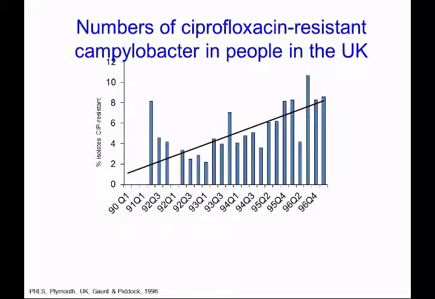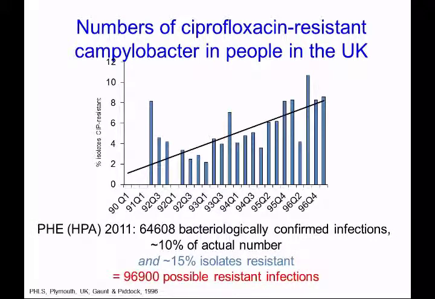So the example of chromosomal mediated resistance is that of ciprofloxacin resistant Campylobacter. This is some old data from the UK, but it shows that soon after the introduction of fluoroquinolones into veterinary use, such as enrofloxacin and sarafloxacin, fluoroquinolone resistant Campylobacter were isolated from people, and that over a few years the numbers of these increased rapidly.